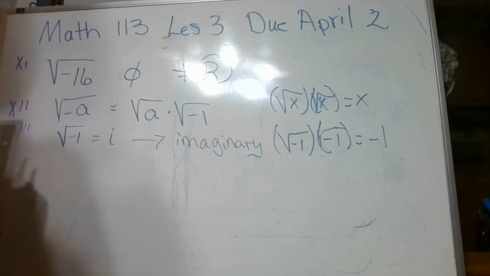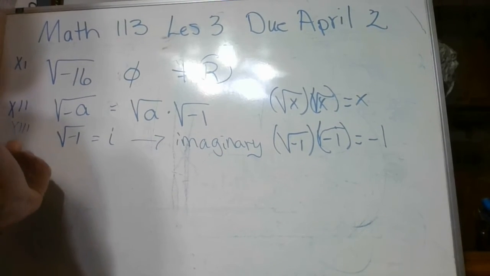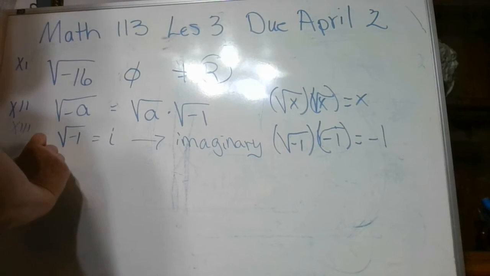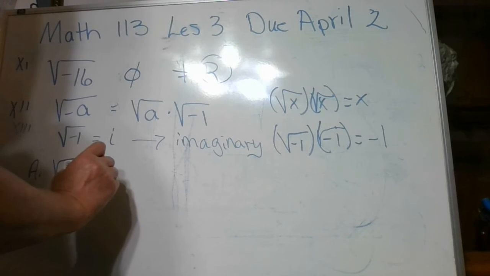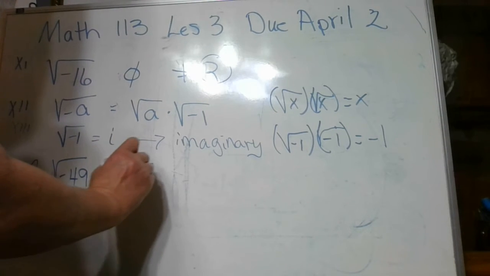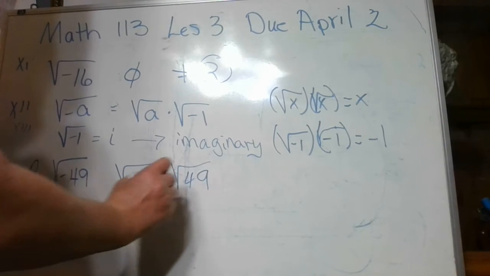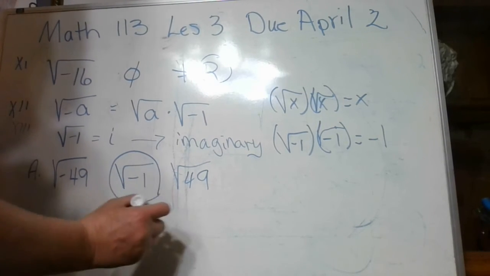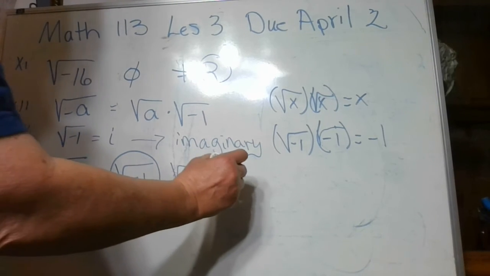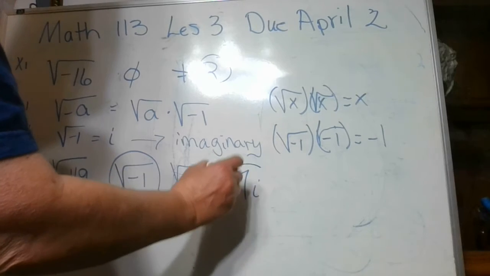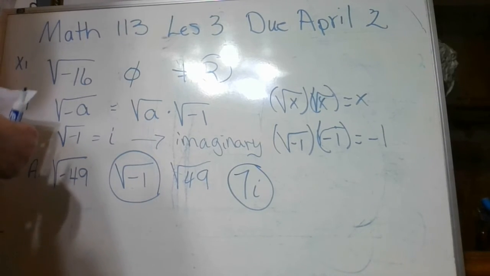Okay, so if I have in example A, the square root of negative 49, I'm going to break that down into the square root of negative 1 times the square root of 49. We identified the square root of negative 1 as i. We know that the square root of 49 is 7, so the answer is 7i. Always put your number in front of the i.